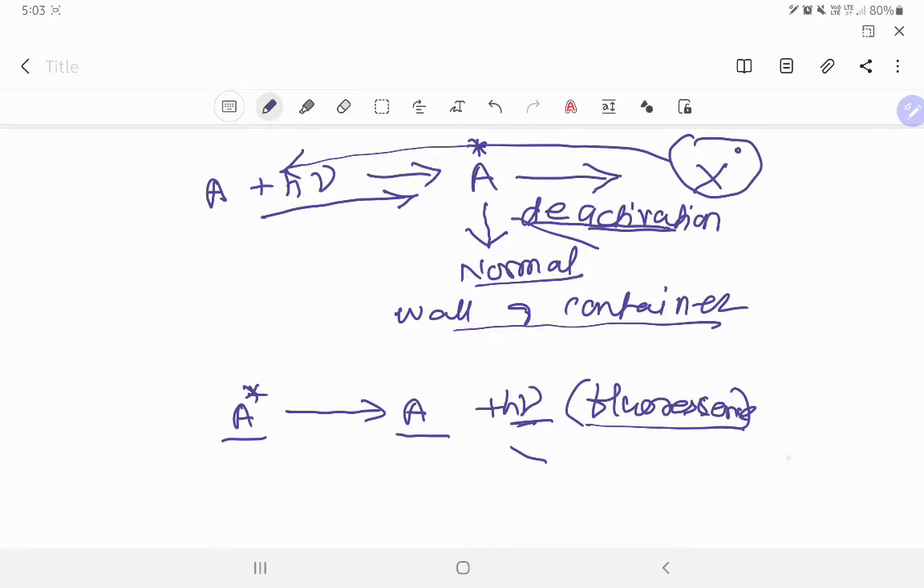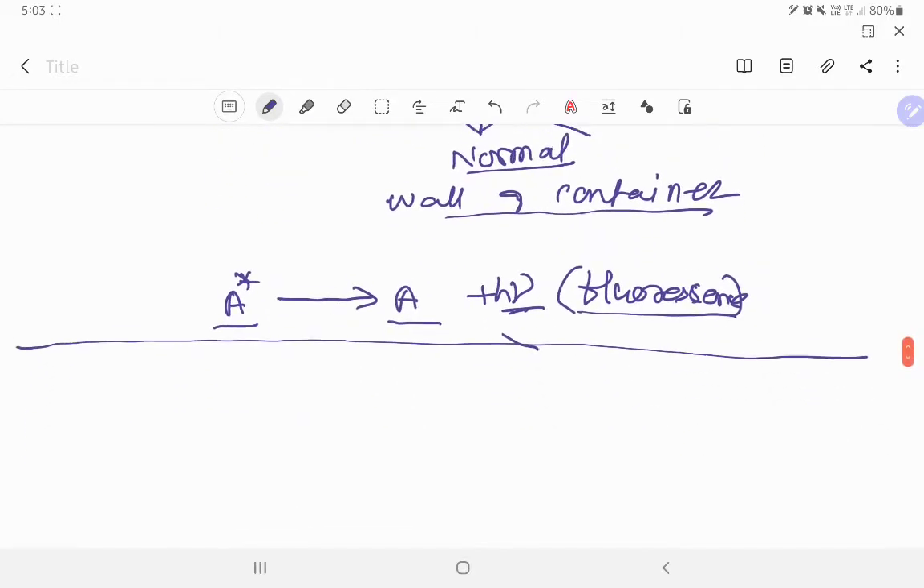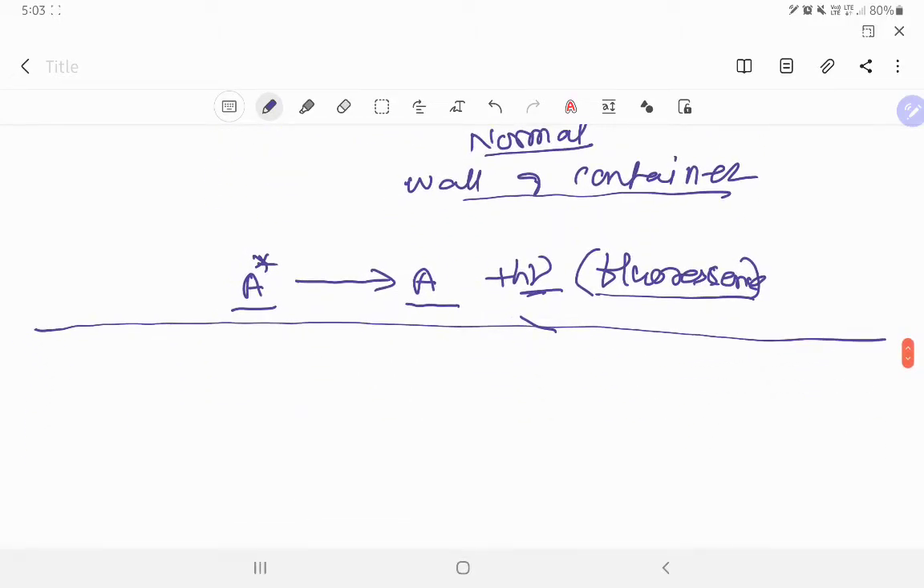In some cases the quantum yield will be low. But we can't say whether quantum yield is 1, very high, or very low. We have to do an experiment, and with that experiment we can determine the quantum yield. And from that quantum yield, we can suggest a proper mechanism for a particular reaction. That is the use of this quantum yield.